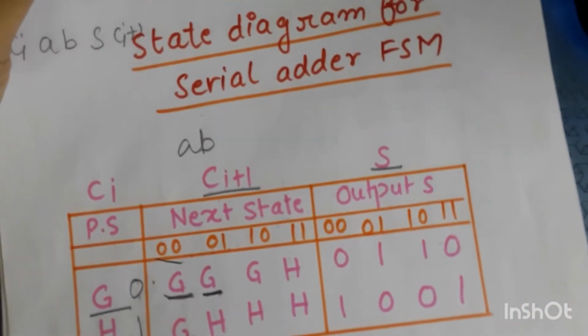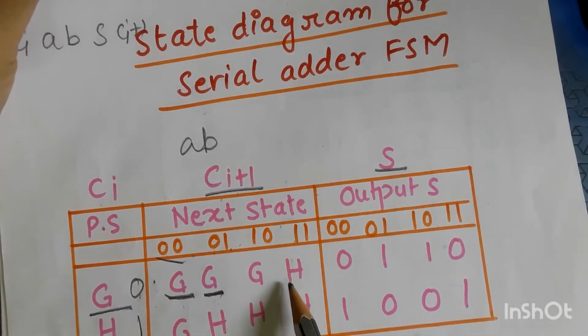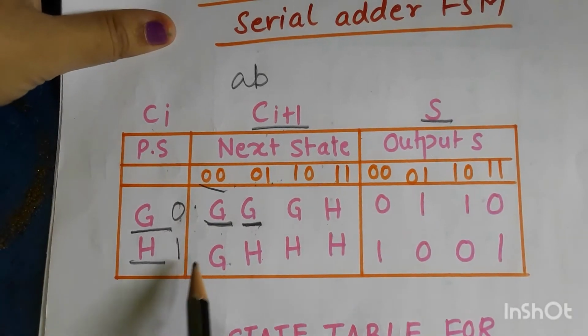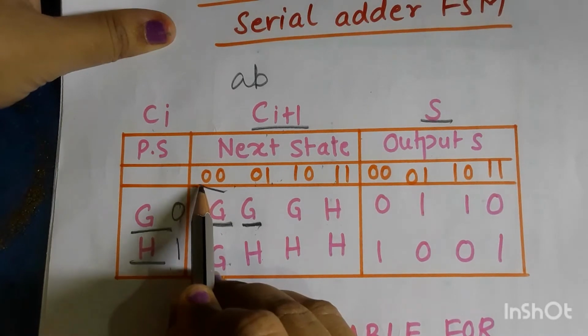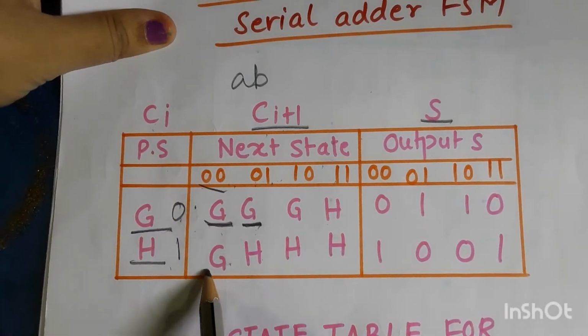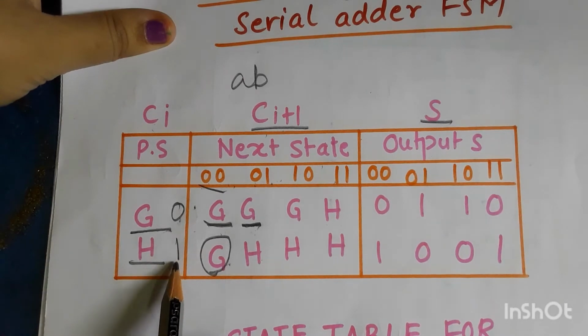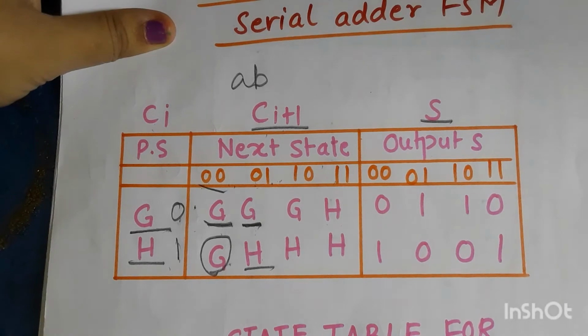When carry is 0 and AB is 1, 1, the next state would be high. Similarly, when carry is 1 and AB is 0, 0, the next state would be G. When the carry is 1 and AB is 0, 1, the next state would be H. In this way, these two are also evaluated.